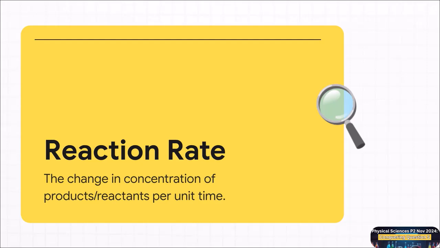Easy. It's the change in concentration of your reactants or products per unit time. The magic words there are per unit time. And hey, the marking guide is pretty cool about it. It'll also accept changes in amount, moles, or mass. Nailing this definition, that's a quick 2 marks in the bag.